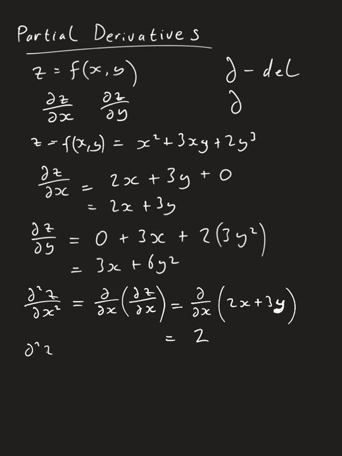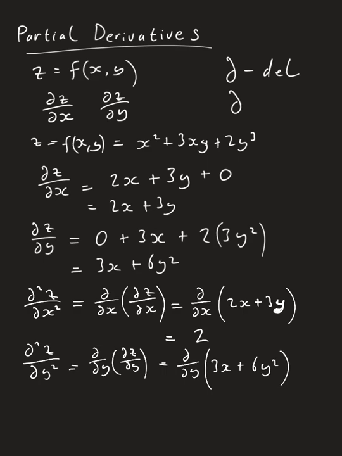Let's get the second partial derivative with respect to y. So that's the derivative with respect to y of del z del y. So I do a partial derivative with respect to y of 3x plus 6y squared. That 3x differentiated with respect to y is a 0, and 6y squared becomes 12y. So I end up with 12y.